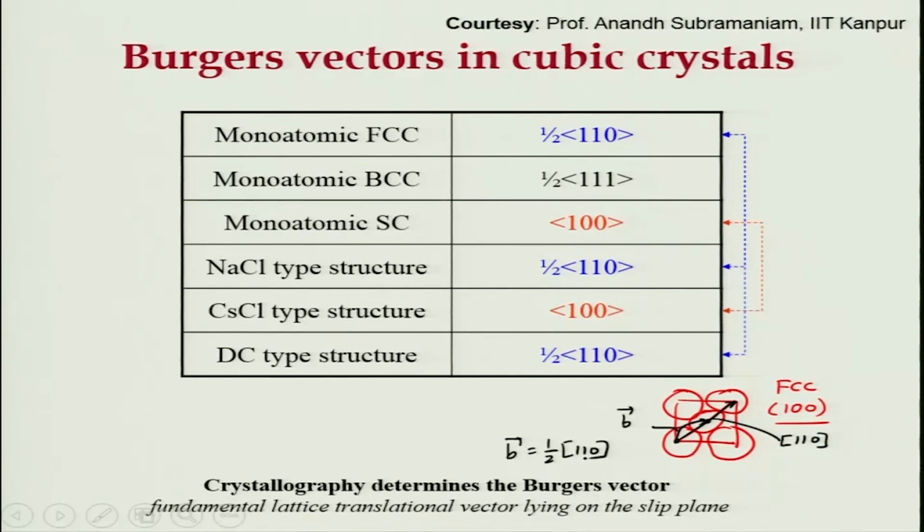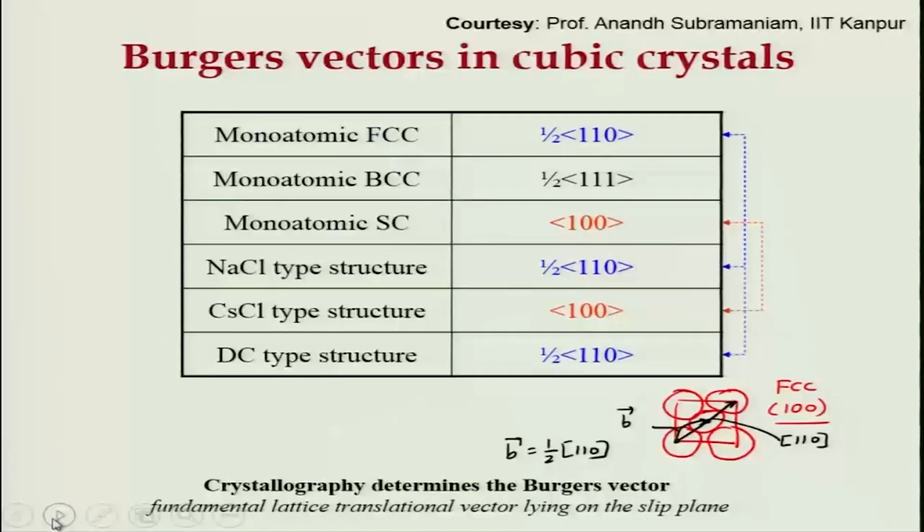So, B is half 110. Similarly, in case of BCC, this is half 111. In case of monatomic simple cubic, it is 100, and the moment you have ionic solids, it changes to half 110 and 100, because you need to move an atom from, let us say, if you have an A atom, you can only move to another A atom, you can't move from A to B. A to B is not a Burgers vector, A to A is the Burgers vector. The shortest distance that you require to move from A to A position is the Burgers vector. Let me go through this a little bit in the next one.